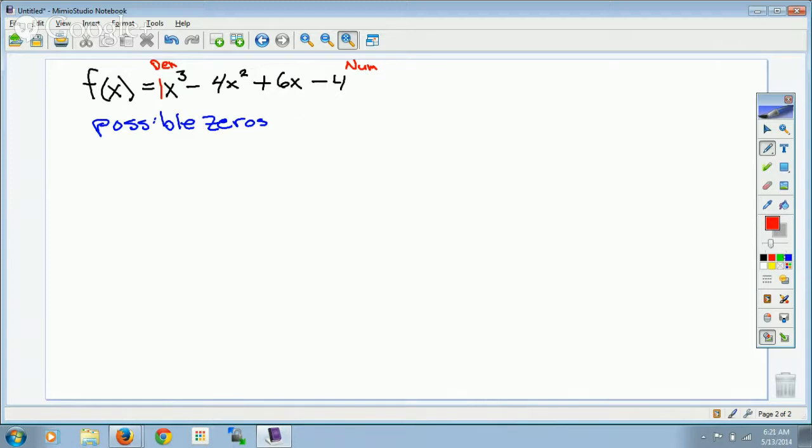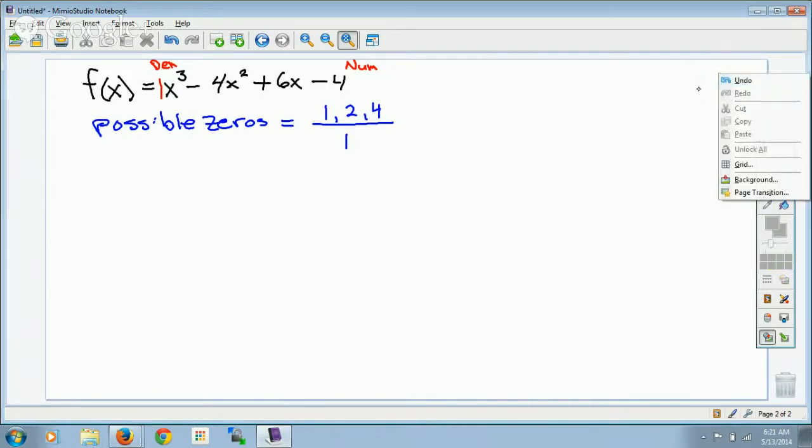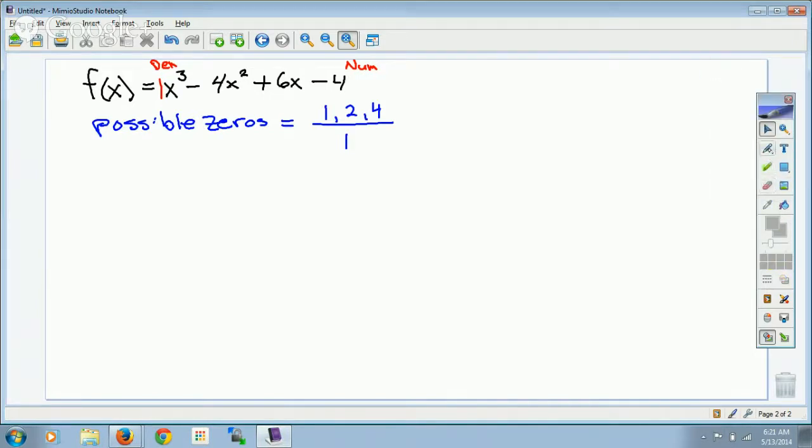So for the rational zeros here, denominator is 1. Numerator comes from factors of 4. Well, 1 goes into 4, 2 goes into 4, and 4 goes into 4. If you're unsure of the factors of the number, do a factor tree. Or actually, no, do a factor list.